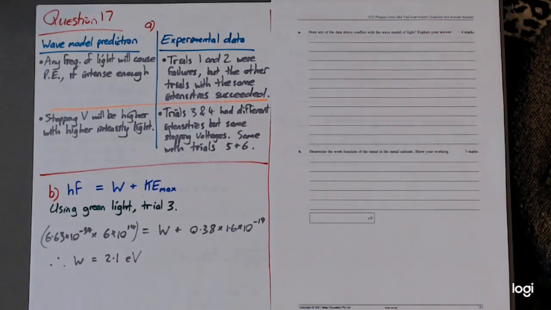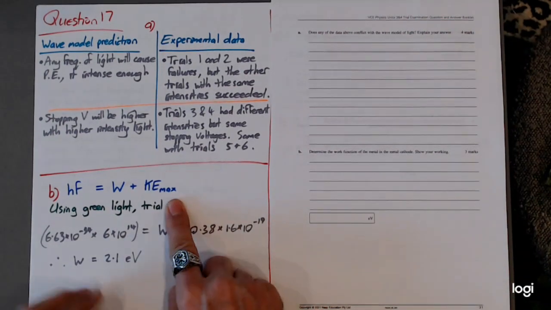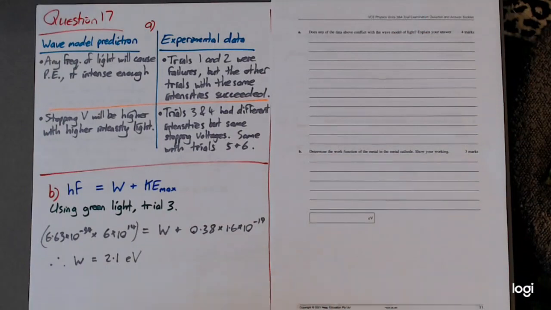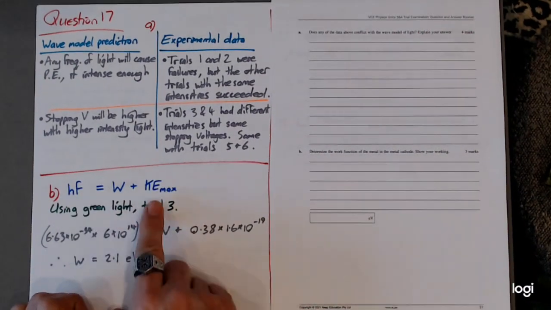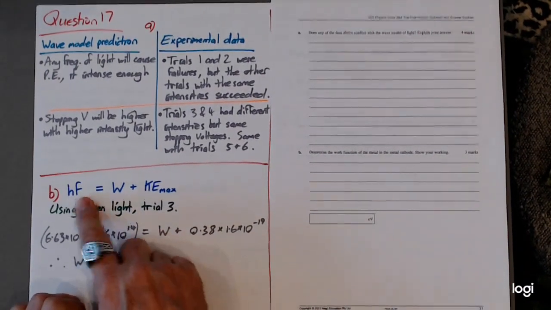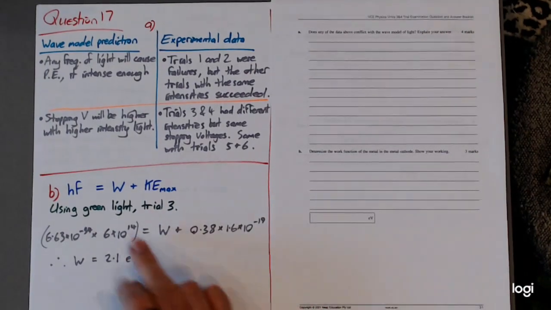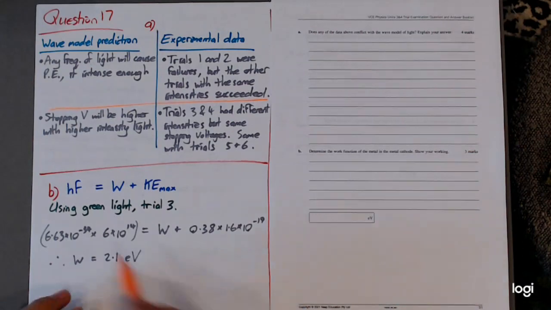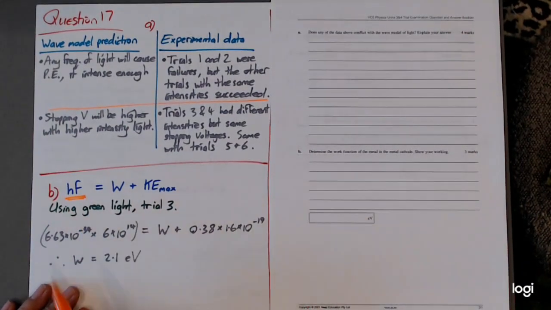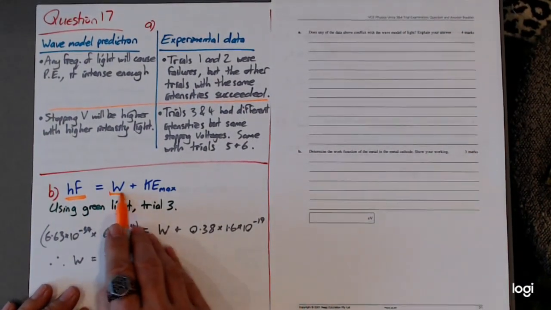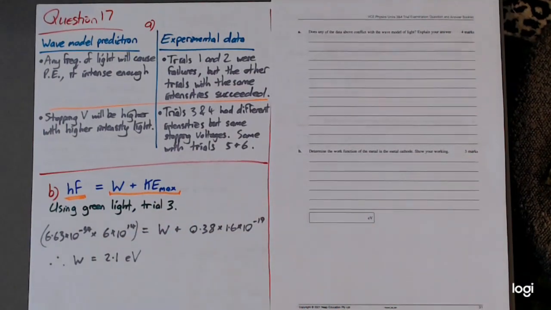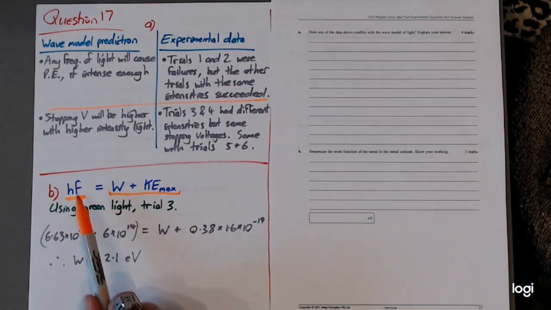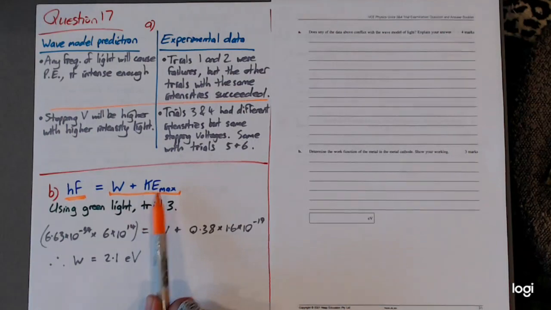Now, part B is much more straightforward. Determine the work function. This is the formula. The book uses the formula sort of the other way around. It swaps that and that, so it has KE max equals hf minus W. But I tend to use it this way. I just think it makes more sense this way because this is the energy that's coming in to the electron, and this is the two forms of energy that the electron therefore gets. So that's energy in, energy out.